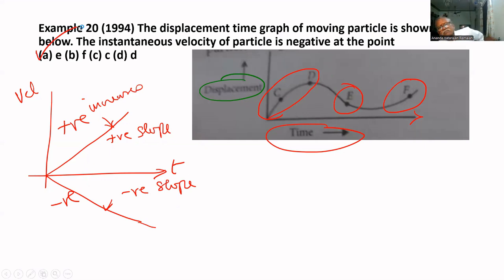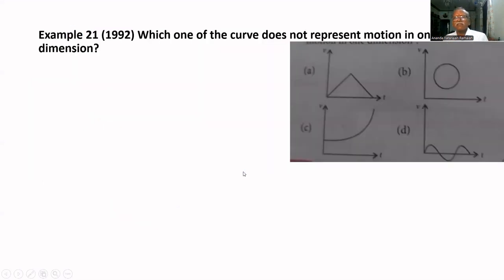A is the answer. Next: which one of the curves doesn't represent motion in one dimension? Actually, it is two dimensions. Okay, time is there, no? Which one of the curves doesn't represent motion in one dimension?